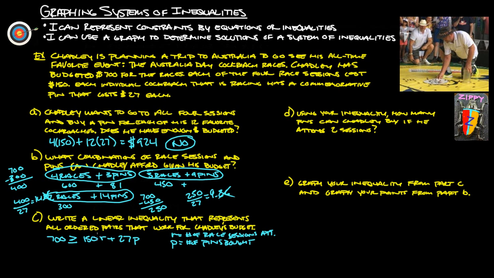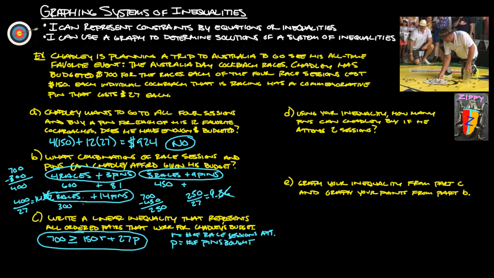So we know that 150 times the number of race sessions that he attends plus 27 times the number of pins that he bought has got to be less than or equal to $700. Okay, so there's our linear inequality. All right. Using our inequality, how many pins can Chadley buy if he attends 2 sessions?